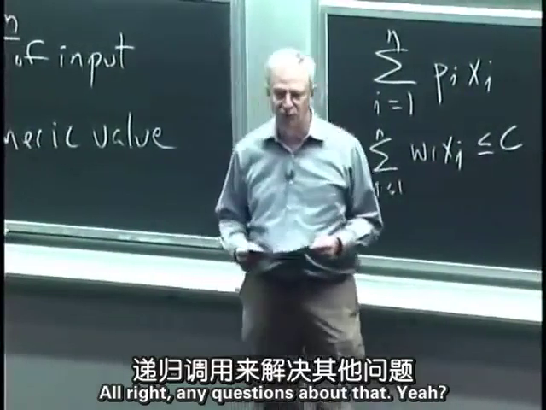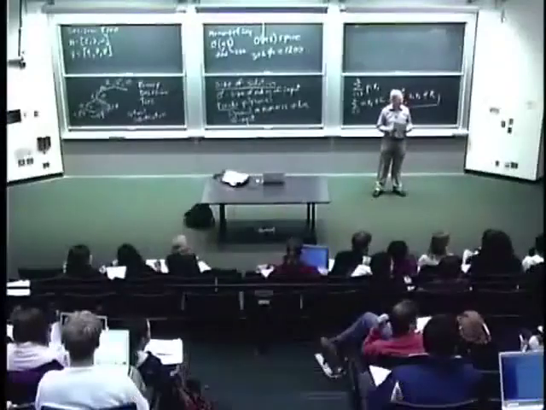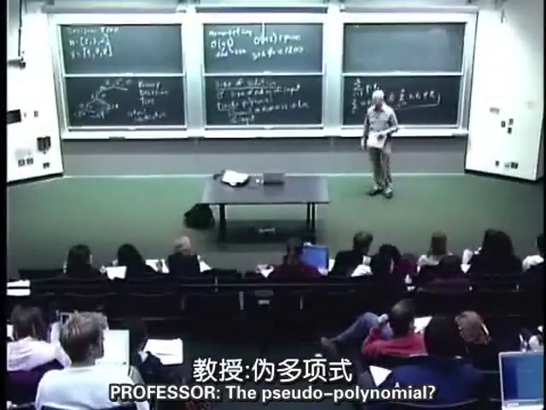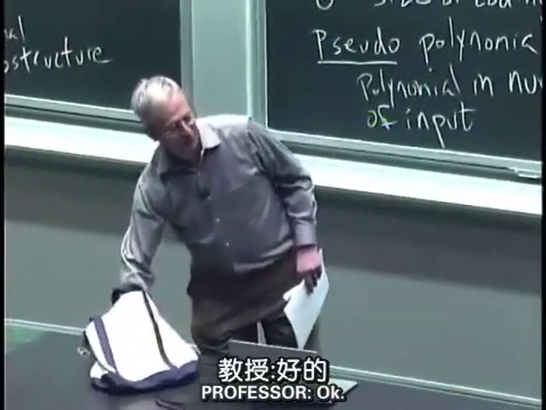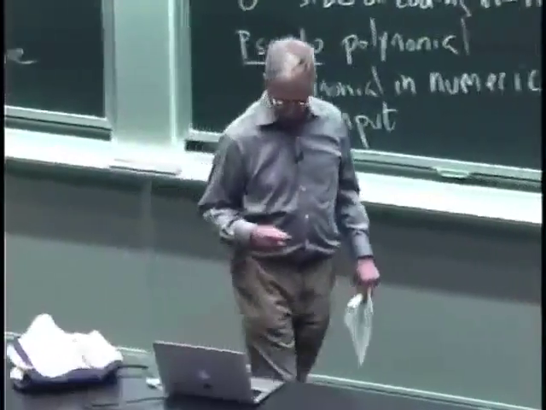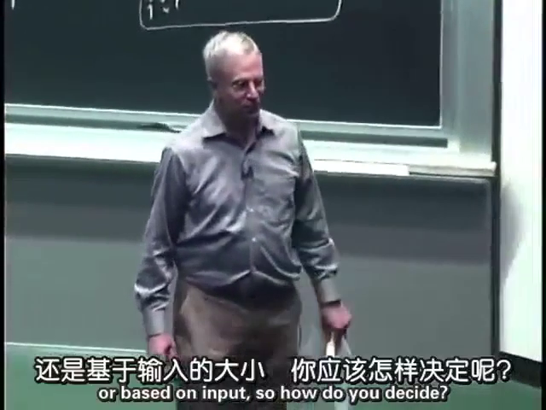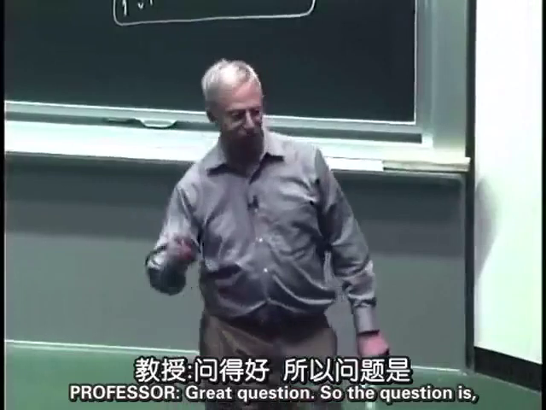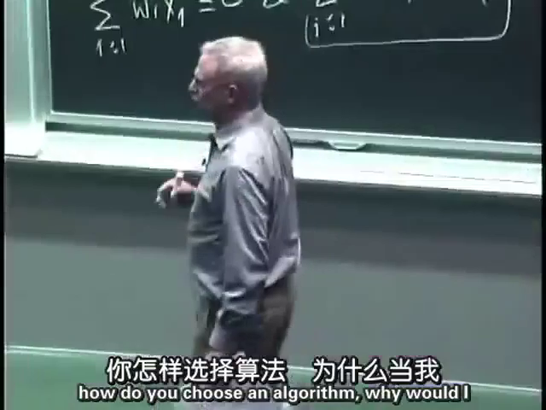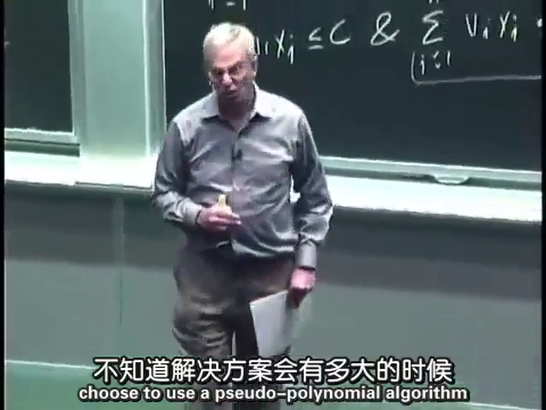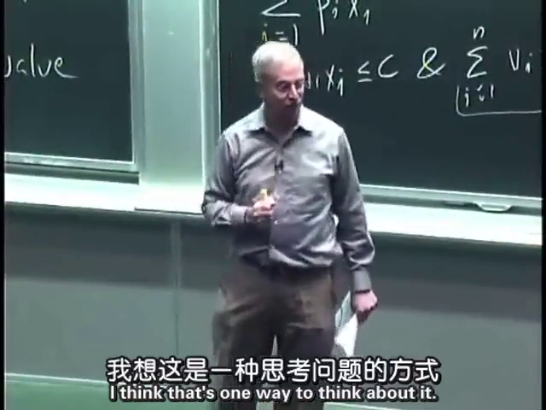All right, any questions about that? Yeah? I had a question about what you were talking about just before. The pseudo-polynomial. Yes. Okay. So how do you come to a conclusion as to which you should use then? If you can determine the size based on solution or based on input, like how do you decide? Great question. So the question is, how do you choose an algorithm? Why would I choose to use a pseudo-polynomial algorithm when I don't know how big the solution is likely to be? I think that's one way to think about it.